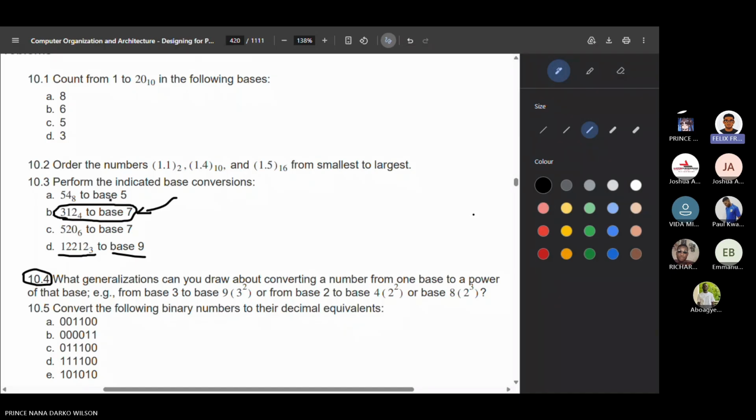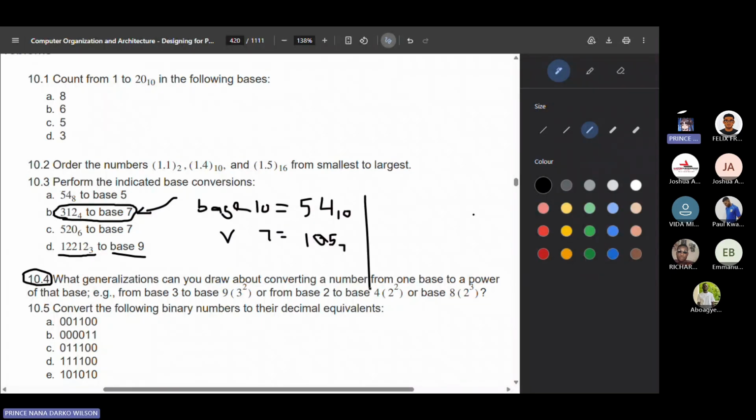From 312 base 4, I first changed it to base 10 as required. And I got 54 base 10. Then I changed that to base 7. That would be 105 base 7. 105. Okay. So it says this is base 10 and this is base 7. So I just want one more person to say I got the same answer and then we proceed. Or maybe we have different answers too.